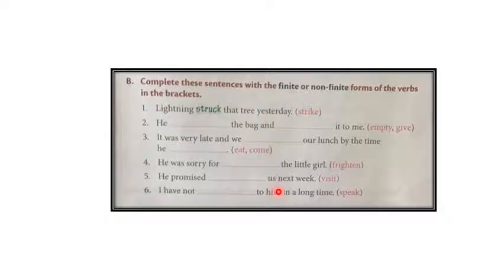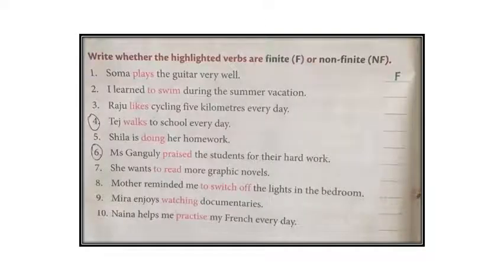Similarly, you have to complete all these sentences. We already learned what is a finite verb and what is a non-finite verb. We have all those exercises, so just refer to those videos and then answer these questions. Here also, you have to write whether the highlighted verbs are finite or non-finite. For finite verbs, you have to write F, and for non-finite verbs, you have to write NF.